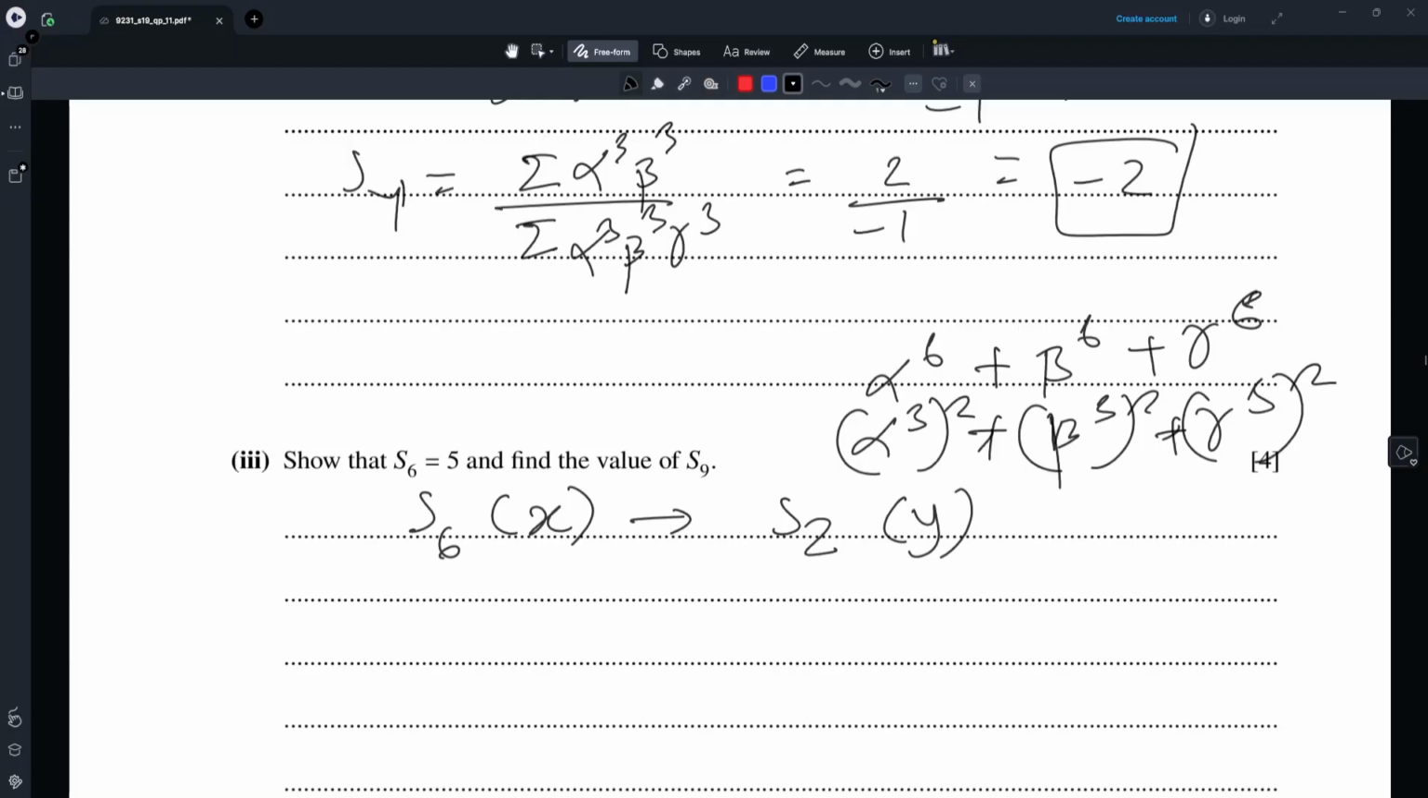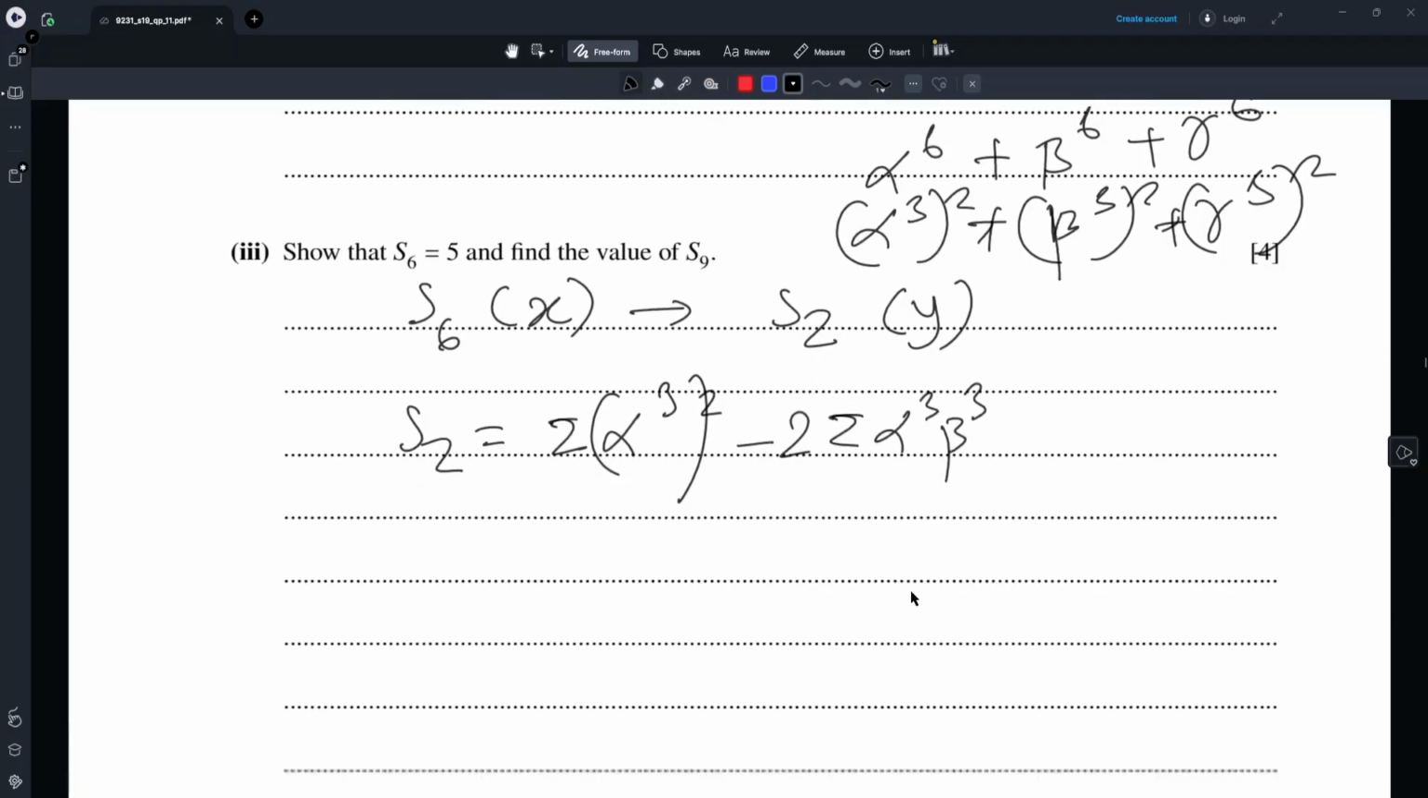Now, because it is S6 or basically S2, we know that there is another thing we must remember. S2 equals summation of alpha cube whole square. No, actually it is summation alpha whole square, summation alpha cube whole square minus 2 times summation of alpha cube beta cube. That's the one I believe it should be. Yeah, it should be the one.